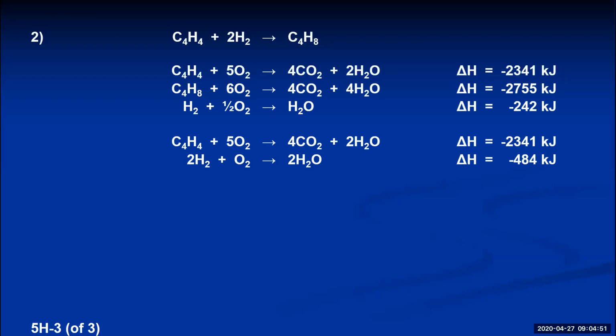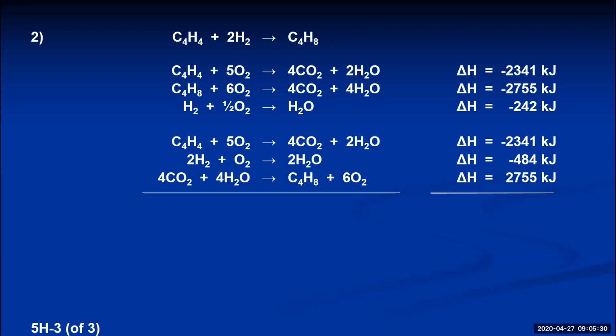The only reaction that has C4H8 in it is the middle combustion reaction, but it's unfortunately on the reactant side, so I will reverse that reaction to put the C4H8 on the product side. When I reverse it, the reaction becomes 4CO2 plus 4H2O yields C4H8 plus 6O2. Because I've reversed the reaction, I'm going to change the sign of the enthalpy change, because if the reaction, the way it's written above, is exothermic, if the reaction's reversed, that process will be endothermic, and an endothermic reaction has an opposite sign as an exothermic reaction, which is positive. So the delta H for this process is positive 2755 kilojoules.